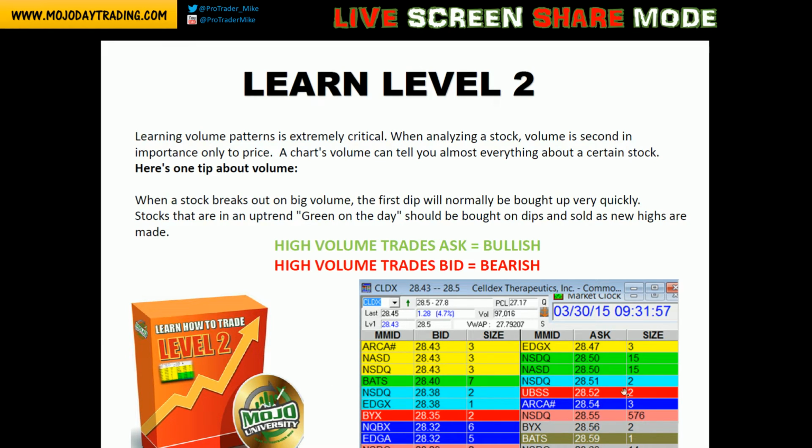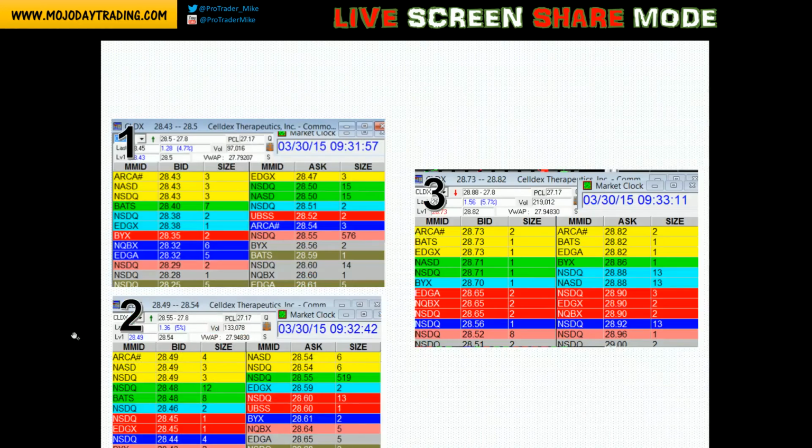Okay, you see this picture right here, the level 2? You see this number, 576 on the ask? This is the level 2. The stock is going to go through that number, 28.55. So if you bought before that to go through the large number on the ask, which is bullish, you'll make money on that trade.